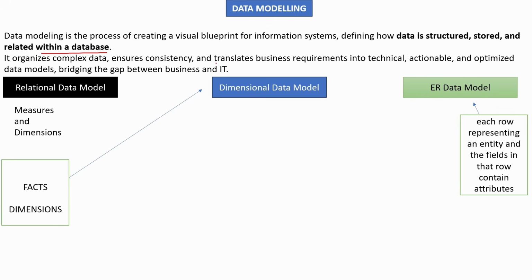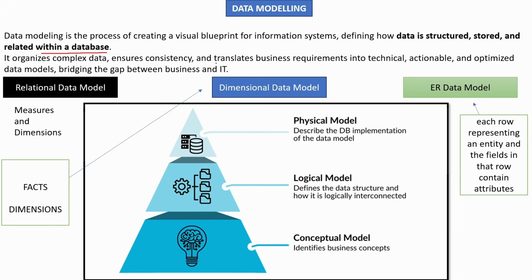Now we know what relational data models, dimensional data models, and entity relationship data models are. The whole process of data modeling generally moves through three stages. If I talk about how these data models work, the whole process of data modeling actually revolves around three stages. If you see in this picture, I have mentioned these three stages: the conceptual model, then the logical model, and then the physical model. The physical model is the last process where we describe and implement all the data model inside our data warehouse.